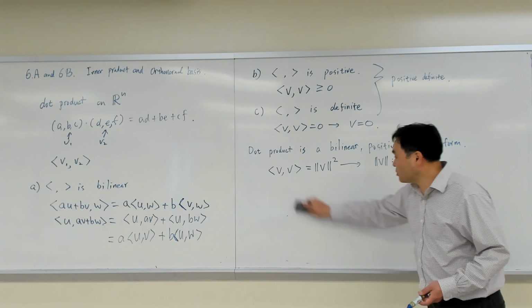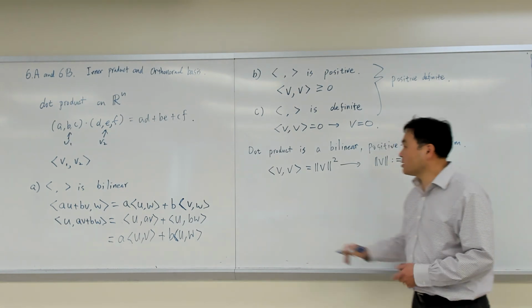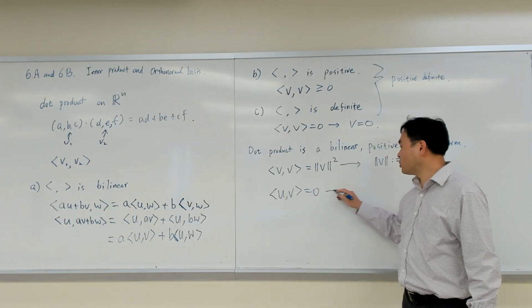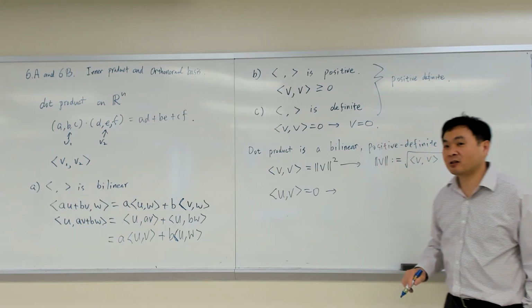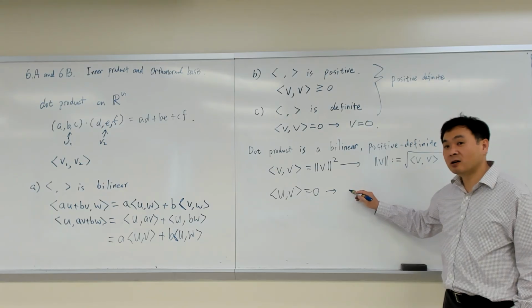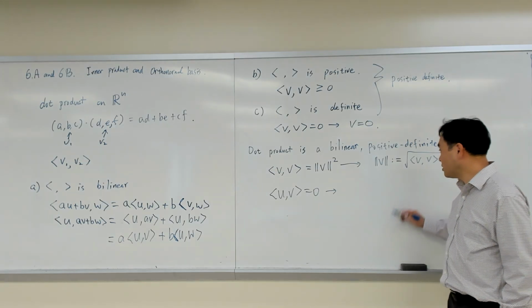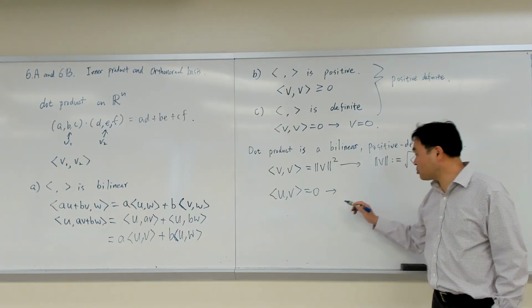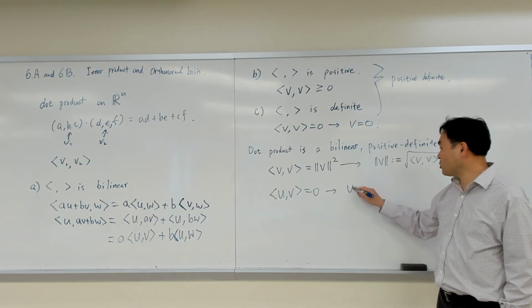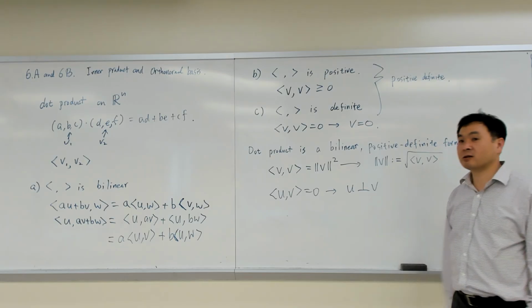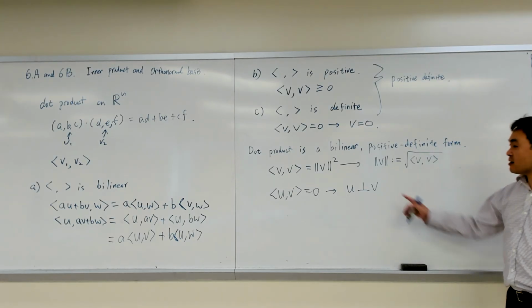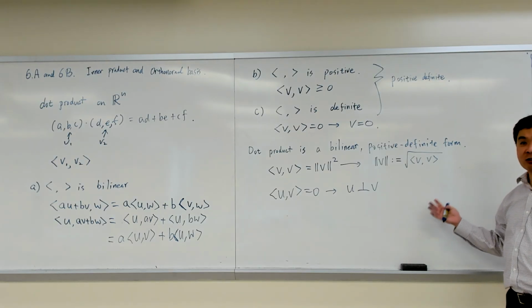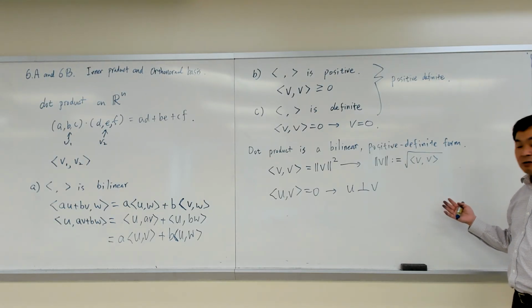Another thing that we're going to do is, when the dot product of two vectors gave us 0, what did we say? We said they're orthogonal. Right? So if the inner product, the dot product of two things, is 0, we say U and V are orthogonal. And that idea will also be carried over to a generic vector space equipped with some inner product.